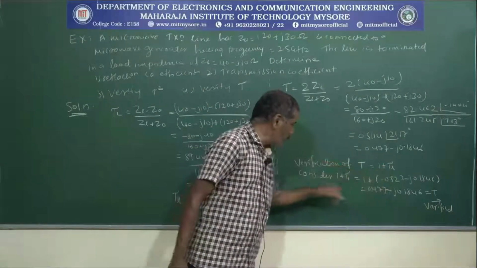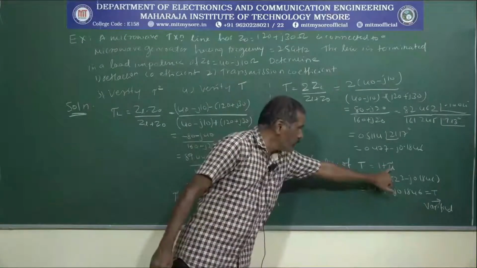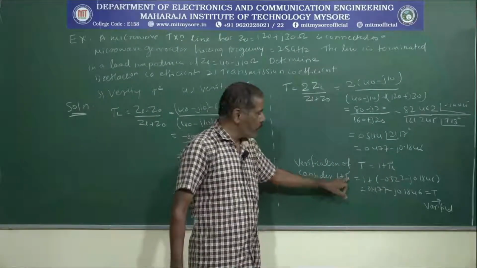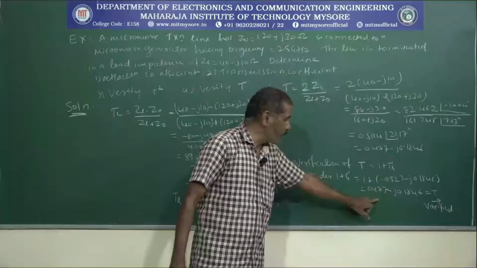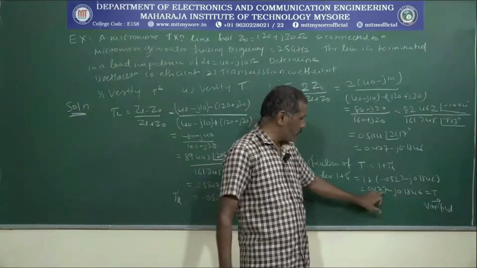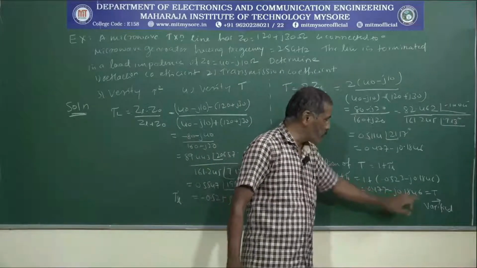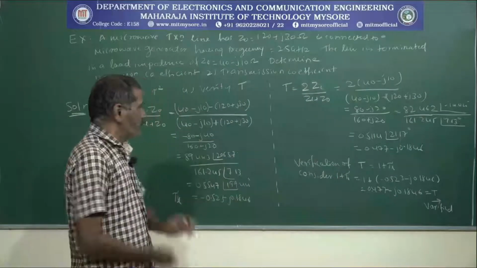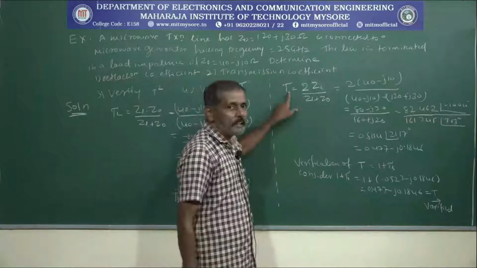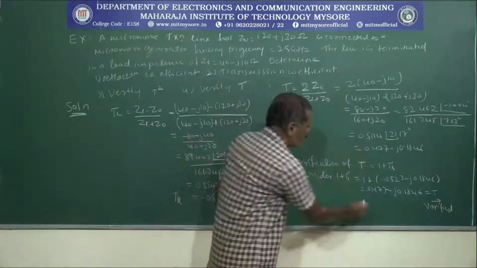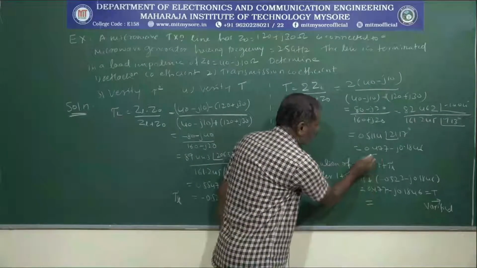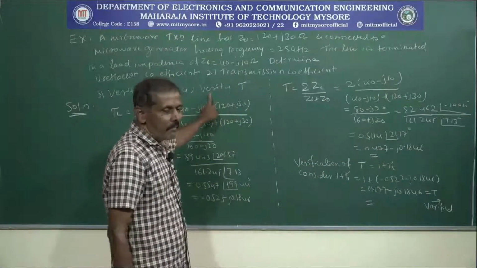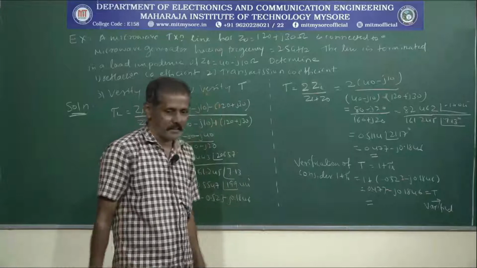T is equal to 1 plus tau L. I am writing it as consider 1 plus tau L. This tau L value you have calculated here. Substitute the value here. When you simplify it, I am going to get 0.477 minus j0.1846. This value is equal to our T. So what is the T? 0.4. Now these values and these values are the same. So therefore, we can say that we have verified this particular data.